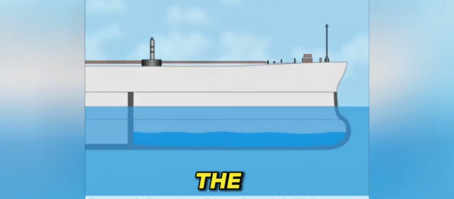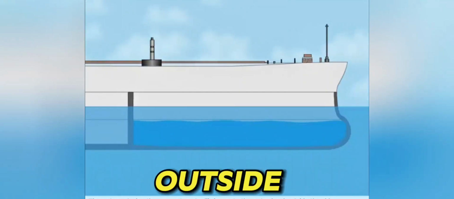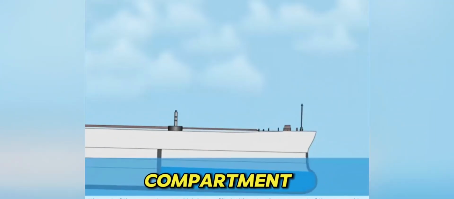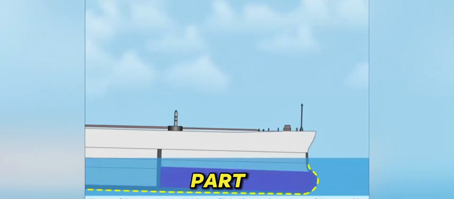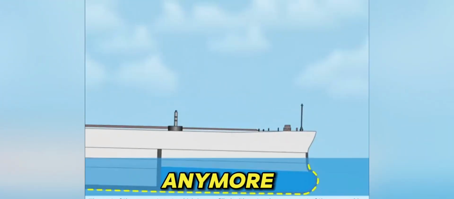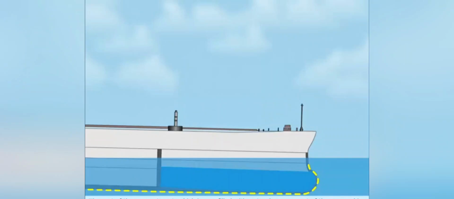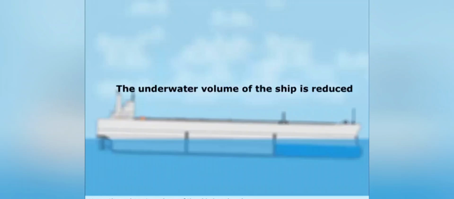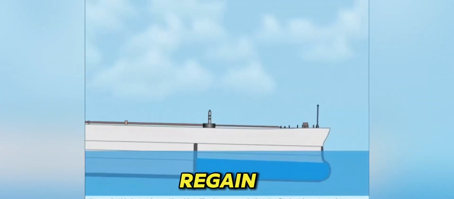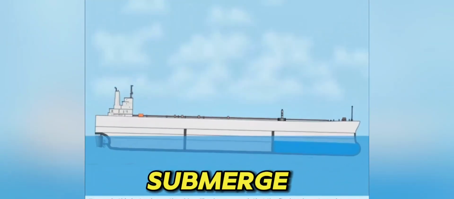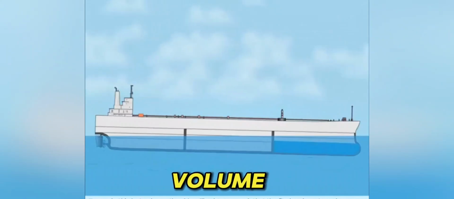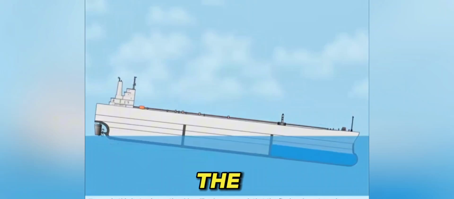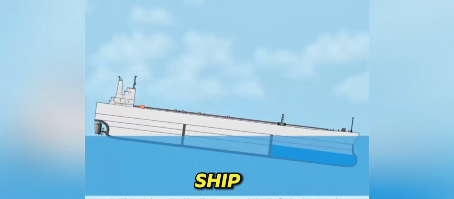The water entering the compartment will rise up to the water level outside the ship. The part of the compartment which is now filled with water becomes part of the sea and is not part of the ship anymore. Hence, the underwater volume of the ship is reduced. To regain this lost volume, the ship will submerge such that the final underwater volume remains unchanged. In other words, the draft will increase, but the underwater volume and the displacement of the ship will not change.